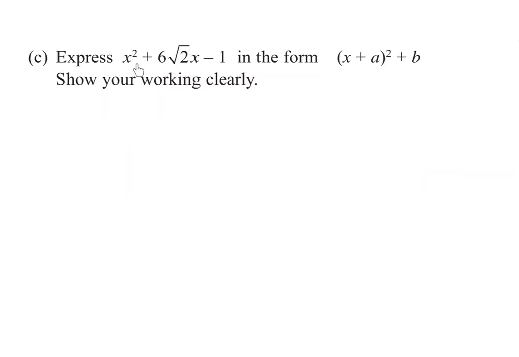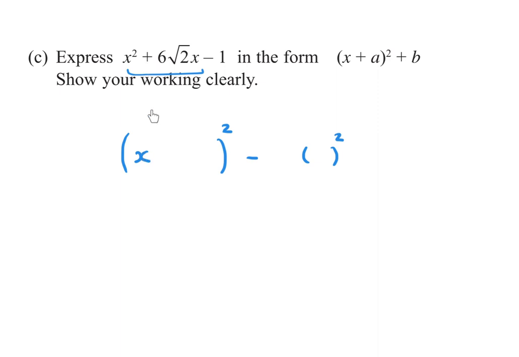C, express x squared plus 6 square root 2 x minus 1 in the form (x + a) squared + b. So we need to convert the standard form to the vertex form. We focus on x squared and x. You can convert to bracket squared minus number squared. In this bracket, we have the square root of x squared, which is x.